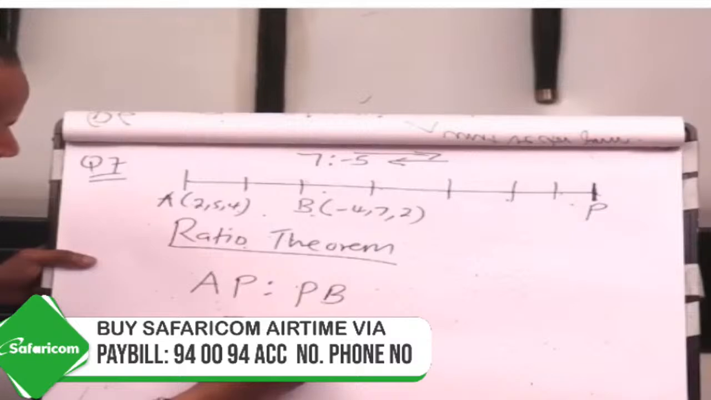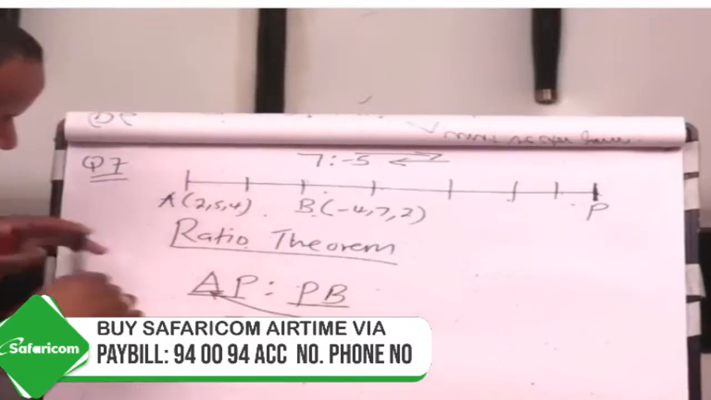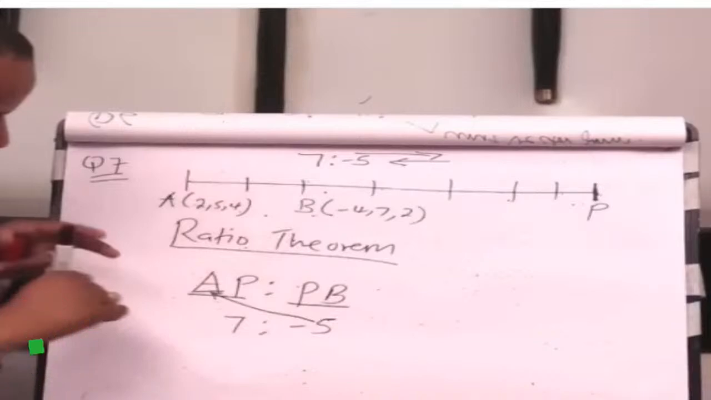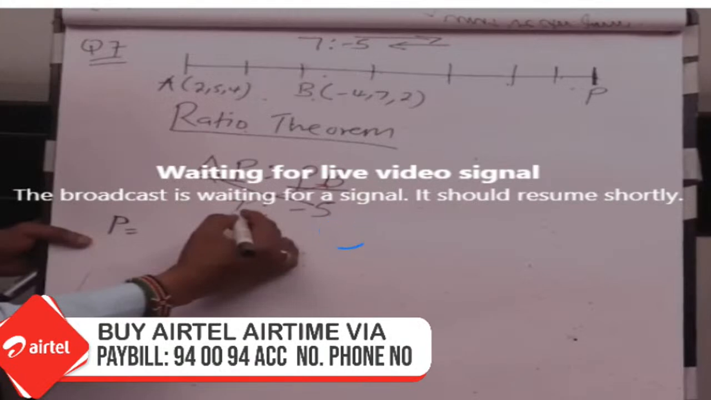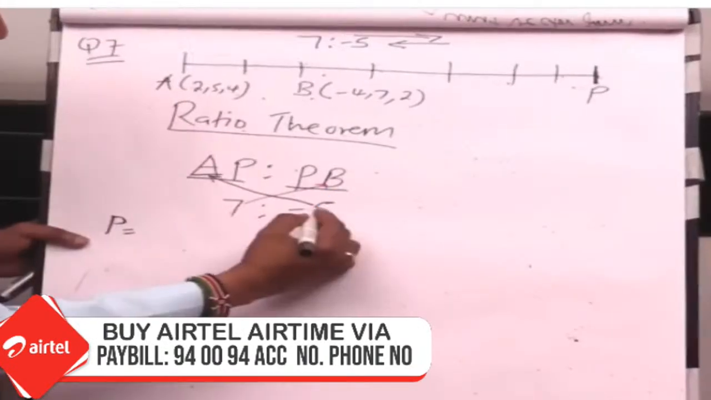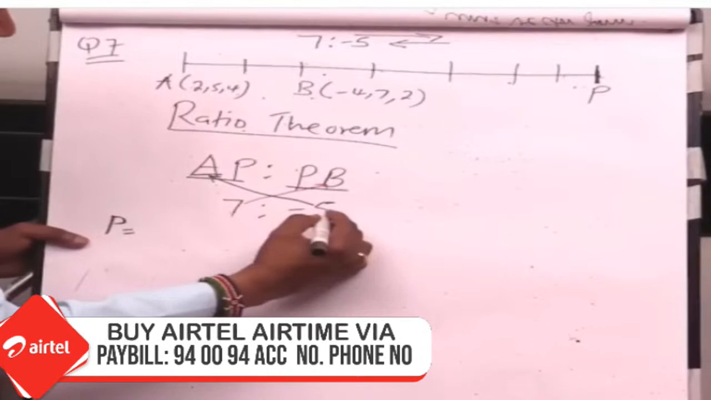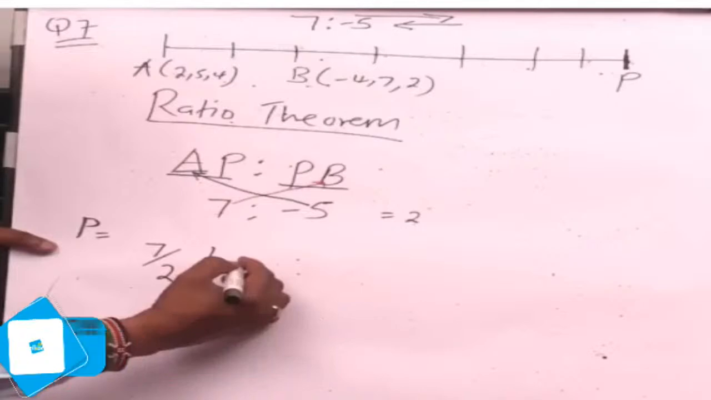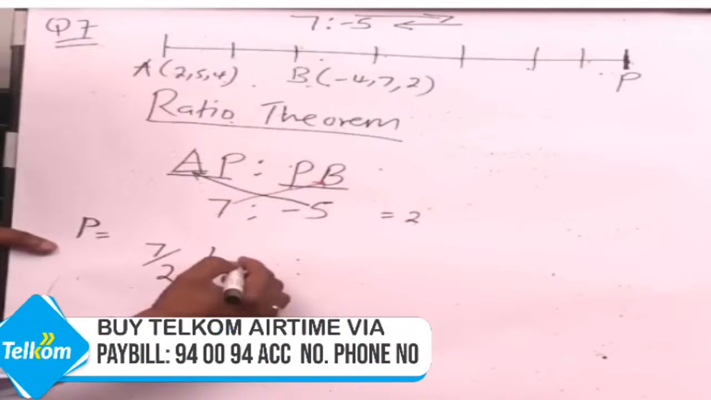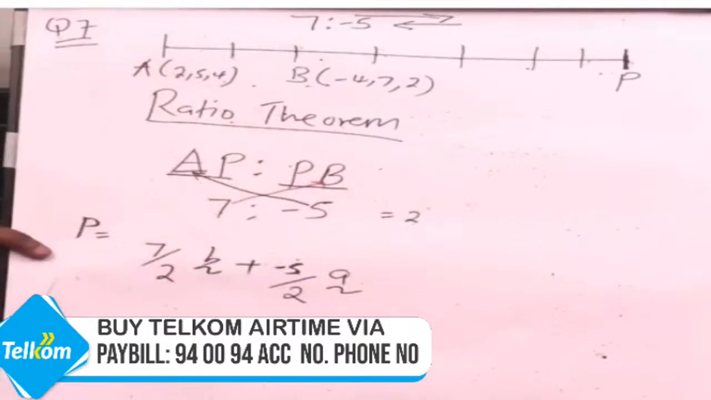So this will take this, and this will take this. 7 over the total ratio. Total ratio is 7 plus minus 5 is equal to 2. So it becomes 7 over 2 of B plus minus 5 over the total ratio 2 of A, by ratio theorem.